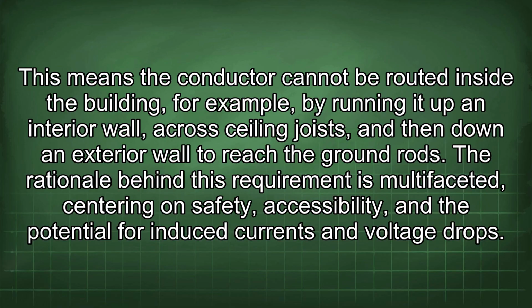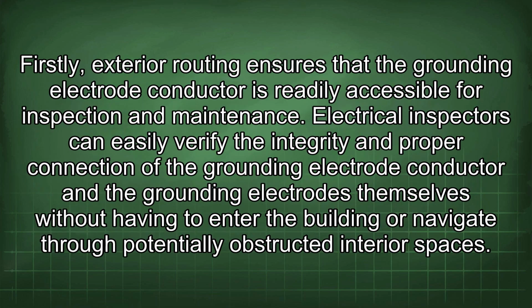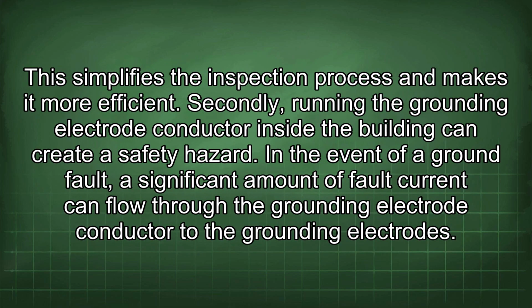The rationale behind this requirement is multifaceted, centering on safety, accessibility, and the potential for induced currents and voltage drops. Firstly, exterior routing ensures that the grounding electrode conductor is readily accessible for inspection and maintenance. The electrical inspectors can easily verify the integrity and proper connection of the grounding electrode conductor and the grounding electrodes themselves without having to enter the building or navigate through potentially obstructed interior spaces. This simplifies the inspection process and makes it more efficient.